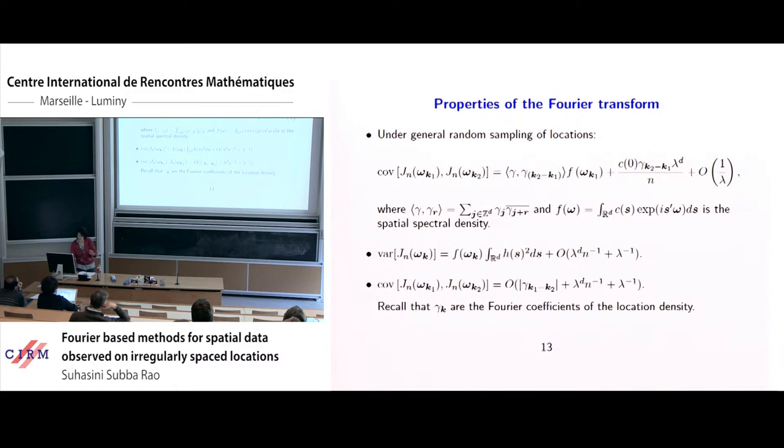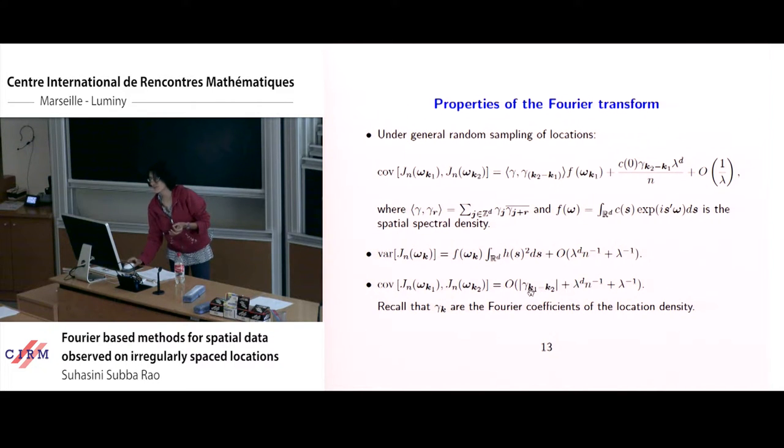To look at some special cases, this means the variance of the Fourier transform is basically equal to the spectral density function, which is what we want, multiplied by this additional factor over here, which depends upon your sampling design. And the other thing, which is important to us, is that if you're looking at the covariance at two different frequencies that are quite far apart, the correlation structure decays at the rate of the distance between the Fourier frequencies. So basically, they decay at the rate k1 minus k2. If they're very far apart, then this is going to be very, very small. And then, of course, you have the error in these bounds over here. So that's what we have when you have just any general random design.